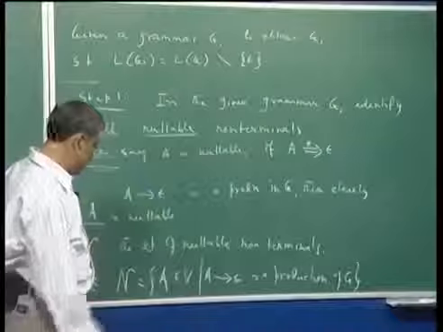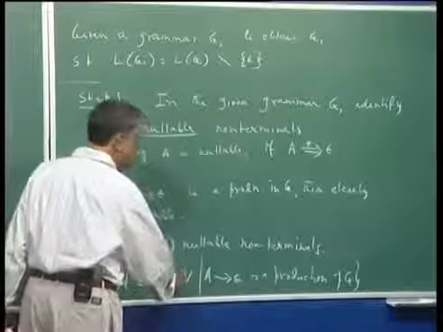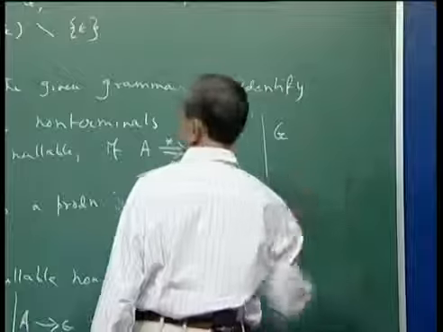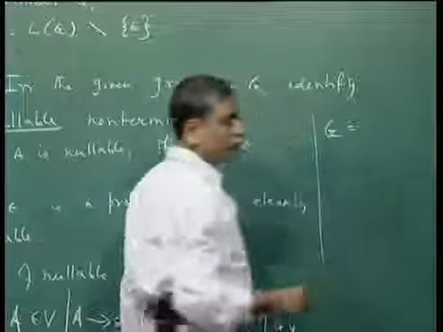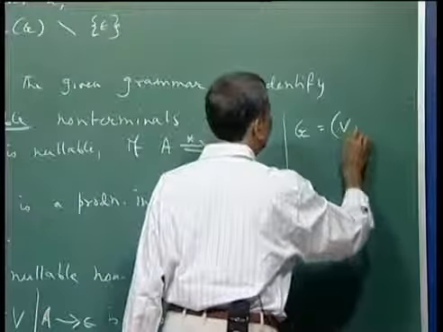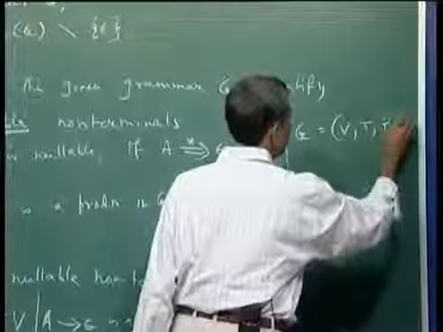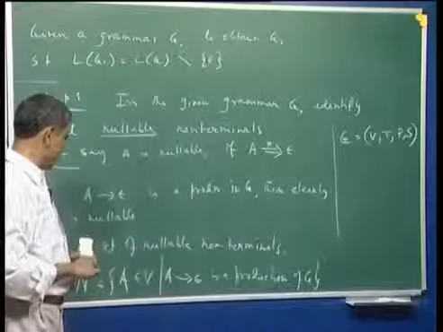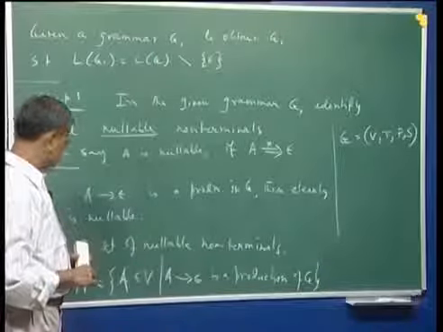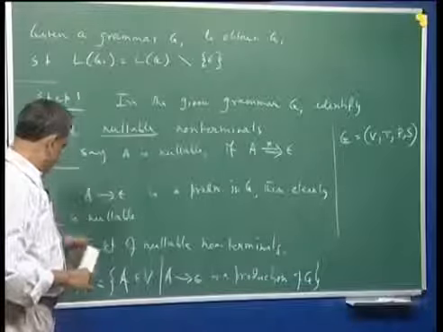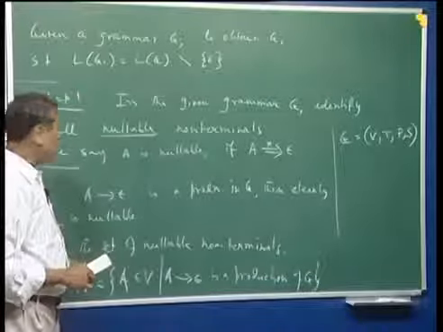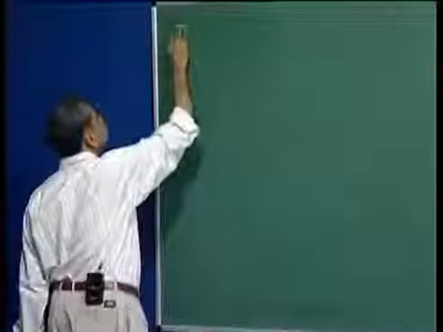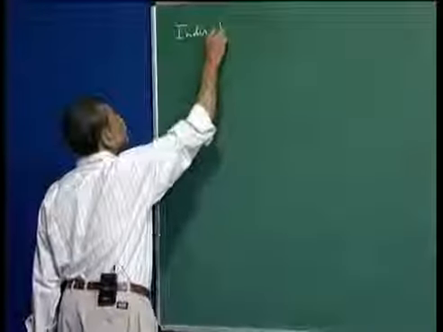Here it is obvious, but I should mention once more that my grammar G, from which we are trying to remove epsilon productions, was of the form V, T, P, S, and this V therefore is the set of non-terminals, and that is the one that I am using here. And now I should say what the inductive step is.